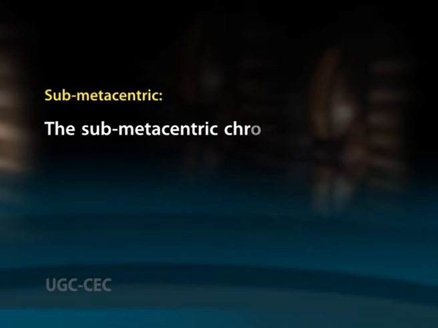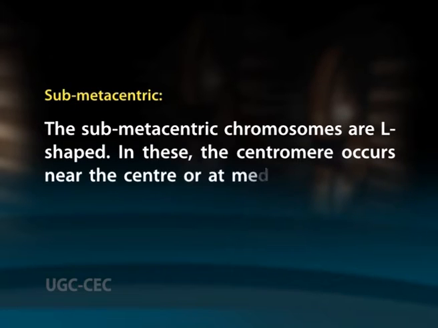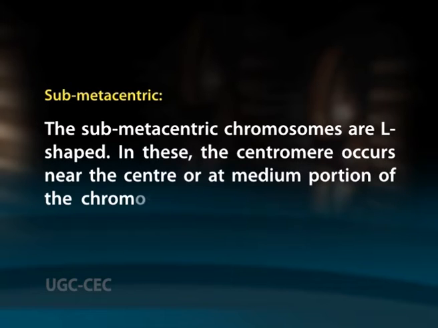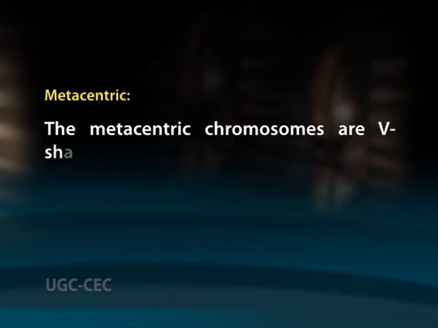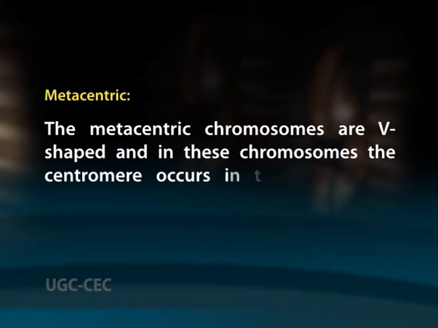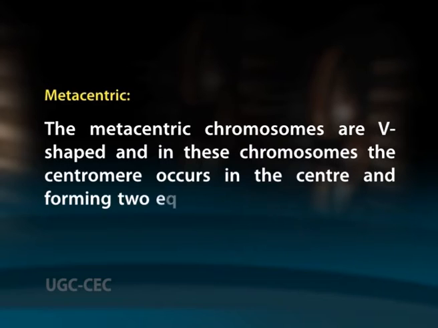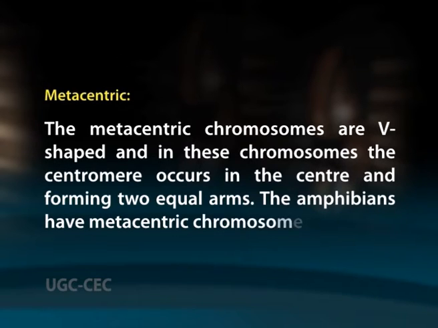3. Submetacentric. The submetacentric chromosomes are L-shaped. In these, the centromere occurs near the center or at the medium portion of the chromosome and thus forms 2 unequal arms. 4. Metacentric. The metacentric chromosomes are V-shaped and in these chromosomes the centromere occurs in the center, forming 2 equal arms. The amphibians have metacentric chromosomes.